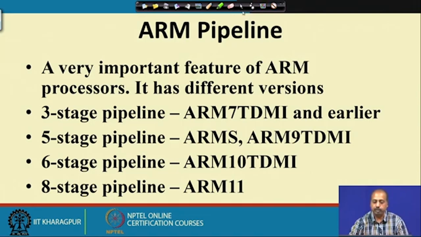Coming back to the discussion, ARM has this pipelining feature, and there are various numbers of pipeline stages available in different versions of the processor. ARM 7 has a 3 stage pipeline, ARM 9 TDMI has a 5 stage pipeline, then ARM 10 has a 6 stage pipeline, and ARM 11 has an 8 stage pipeline. So, slowly the number of pipeline stages has increased, and with the increasing number of pipeline stages, the advantage is that we can have faster processing.